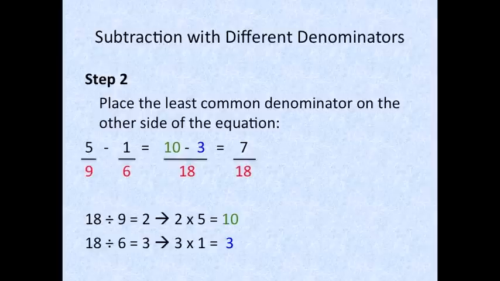So 18 divided by 9 from the first fraction is equal to 2. Then you take that 2 and you times it by 5, which is the numerator from the first fraction, and you get 10. And then you place that there, then the minus sign, and you do the same with the second fraction. 18 divided by 6 is equal to 3. Then you take the 3 and you times it by 1, and that equals 3. Then you can subtract. So 10 minus 3 is equal to 7. And the answer is 7/18.